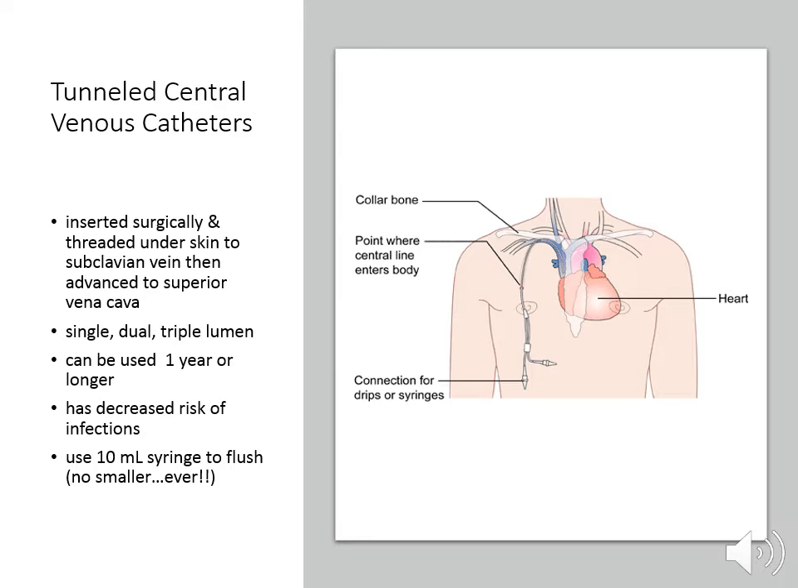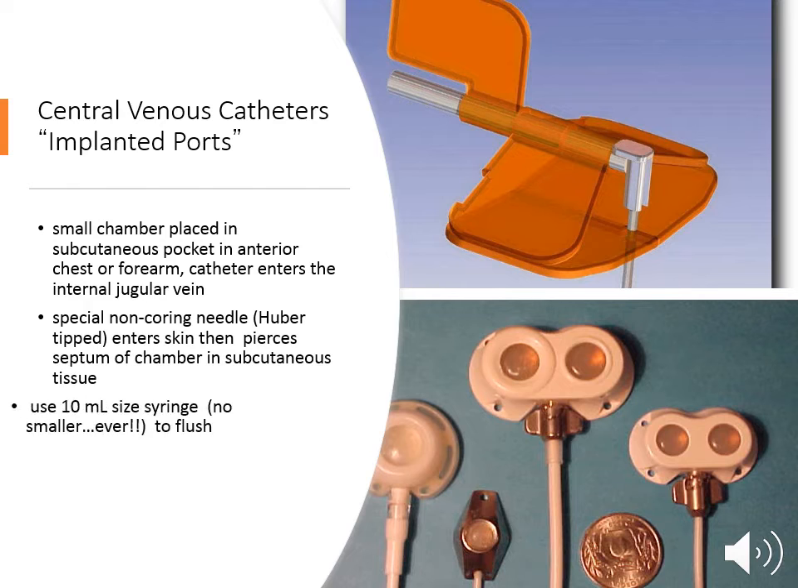Again, use a 10 ml syringe to flush, no smaller ever. Change dressings weekly until healed, then follow organizational policy for dressing change times. Examples include the Hickman, the Groshong, and the Permacath.